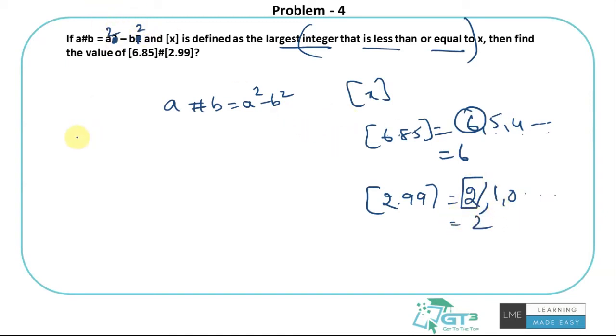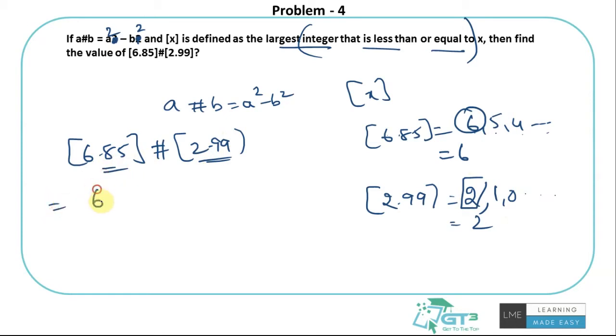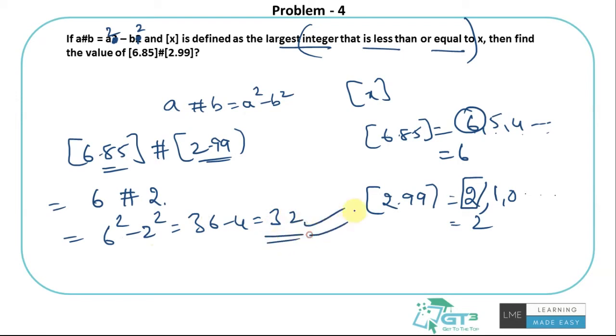So it's asking me to find out the value of the greatest integer of 6.85 hash the greatest integer of 2.99. First let me find out these values. They will turn out to be 6 hash 2. And a hash b is a square minus b square. So 6 hash 2 is 6 square minus 2 square. So 36 minus 4 is 32, the answer for this. Right, that's how you should solve them. Read the function definition clearly and then according to that you can solve these questions. These are nothing different. This will be easy once you read properly the definitions of those functions.